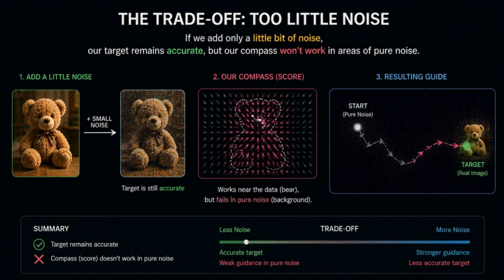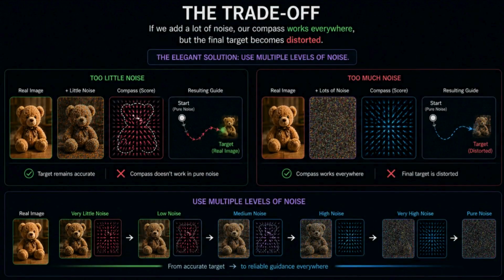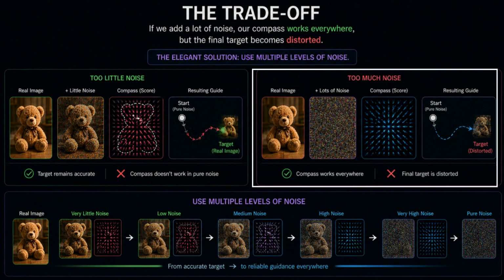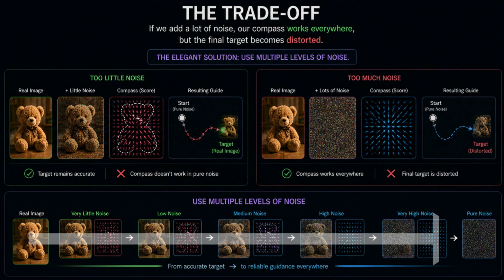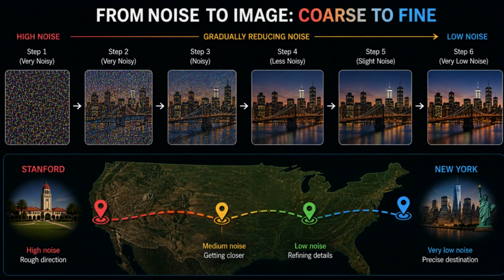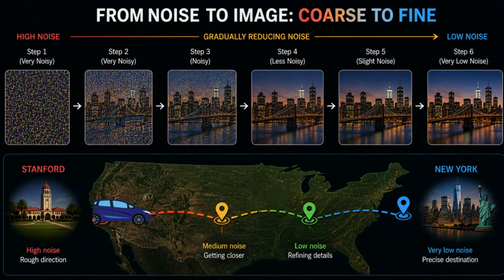This introduces a classic trade-off. If we add only a little bit of noise, our target remains accurate, but our compass won't work in areas of pure noise. If we add a lot of noise, our compass works everywhere, but the final target becomes distorted. The elegant solution is to use multiple levels of noise. You start generating your image using a massive amount of noise to point you roughly in the right direction. Like driving from Stanford to New York, then, as you get closer to the real image, you gradually reduce the noise level to refine the precise details.